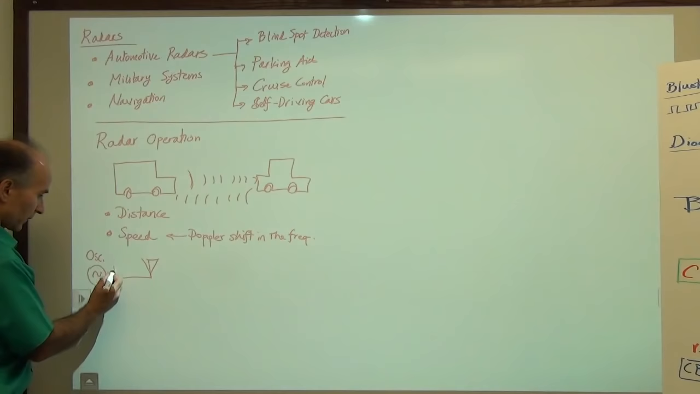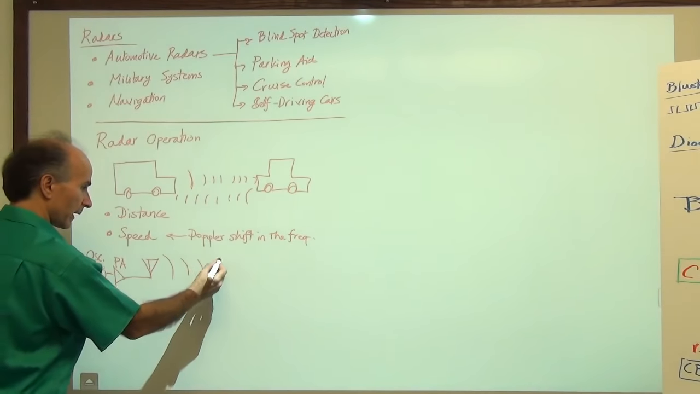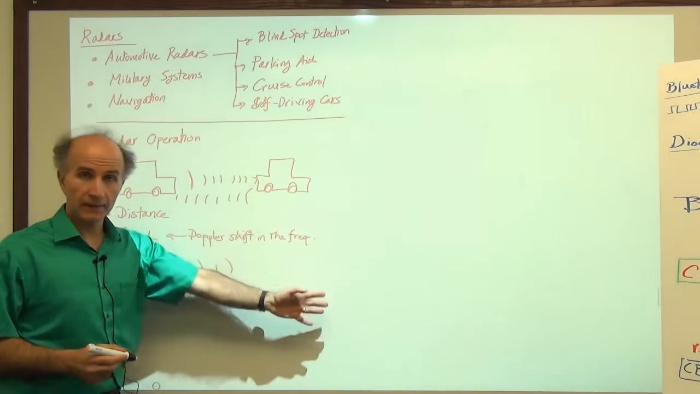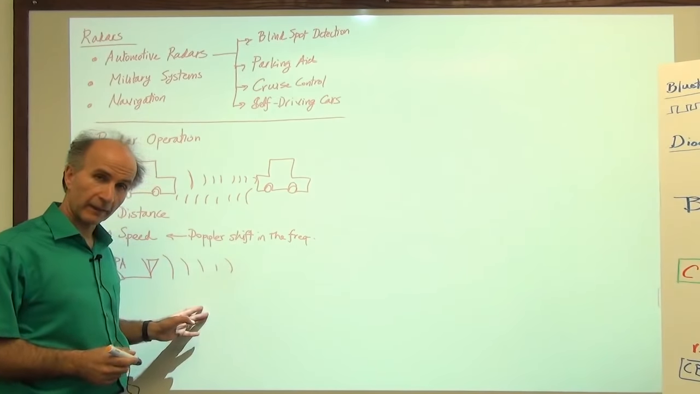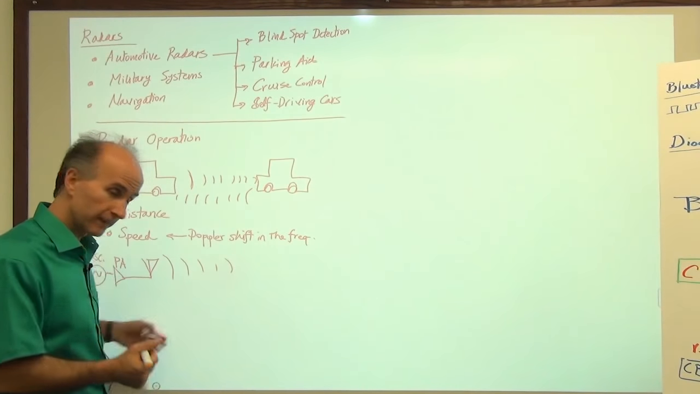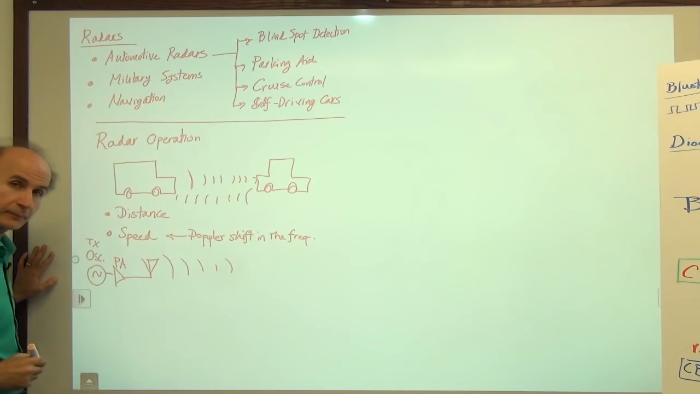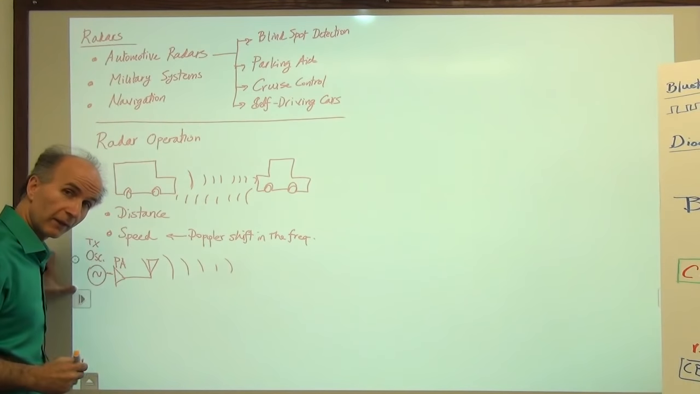And that oscillator goes through a power amplifier, PA, and then we generate this wave. And this wave comes out and goes and hits the object, and then comes back. So when it comes back, now we have to sense it, we have to receive it. So this is what you call a transmitter, TX. Now we need to build a receiver, RX.